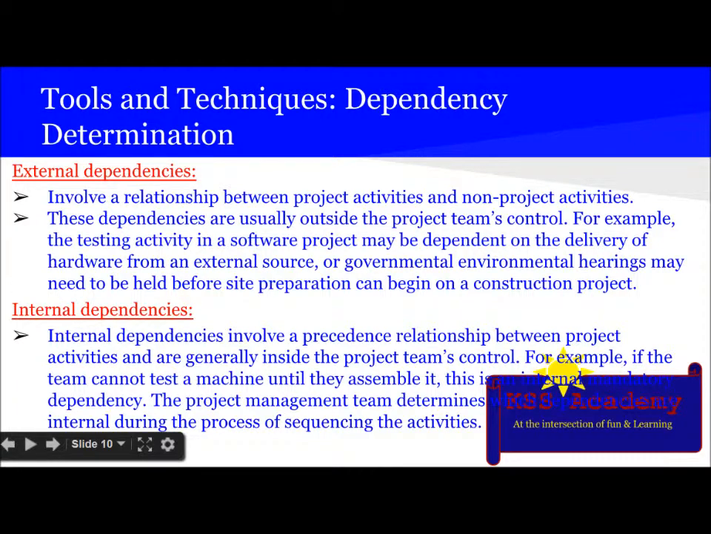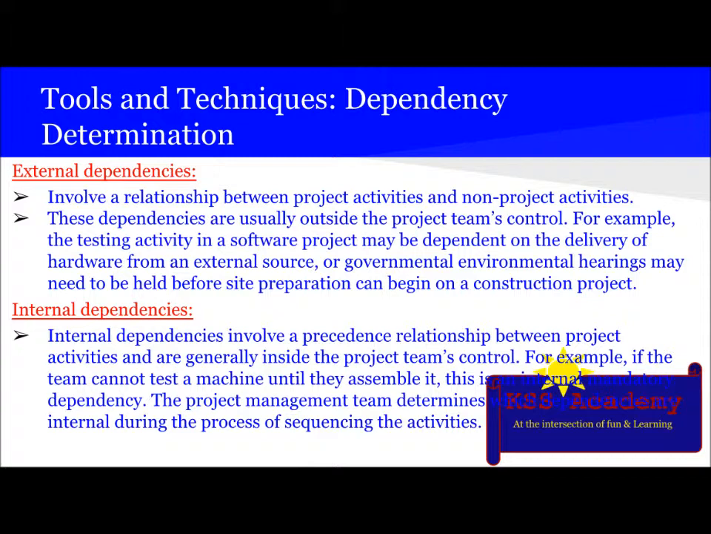What are external dependencies? They involve a relationship between project activities and non-project activities. These dependencies are usually outside the project team's control. For example, a testing activity in a software project may be dependent on the delivery of hardware from an external source, or governmental environmental hearings may need to be held before site preparation can begin on a construction project.